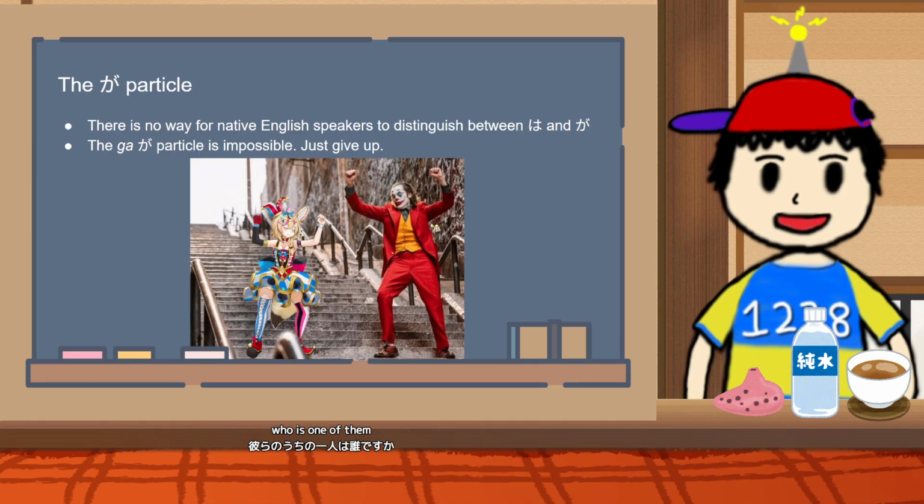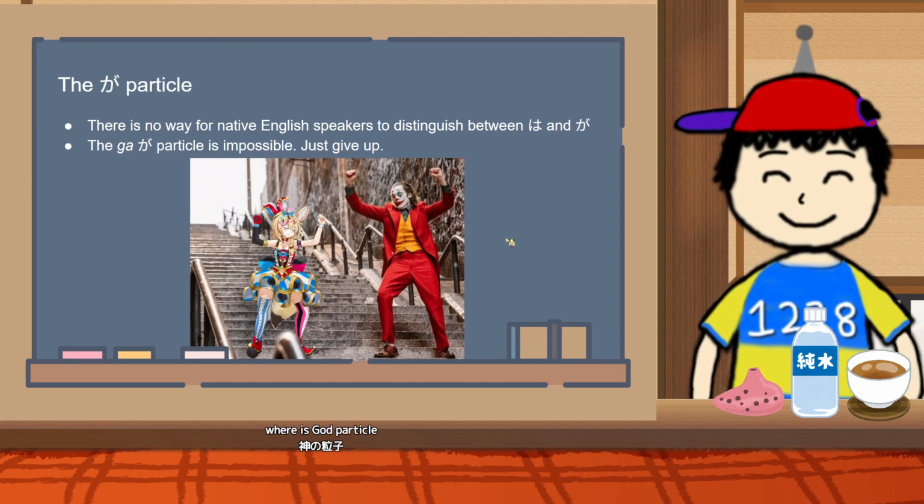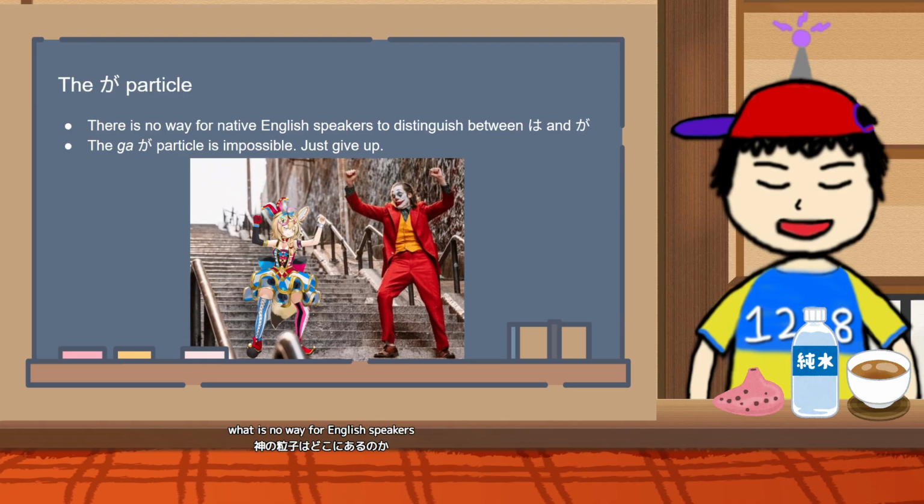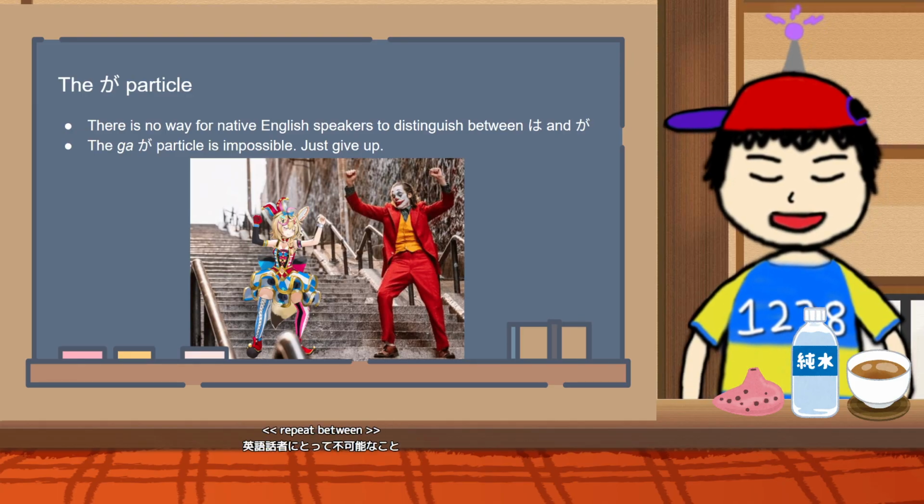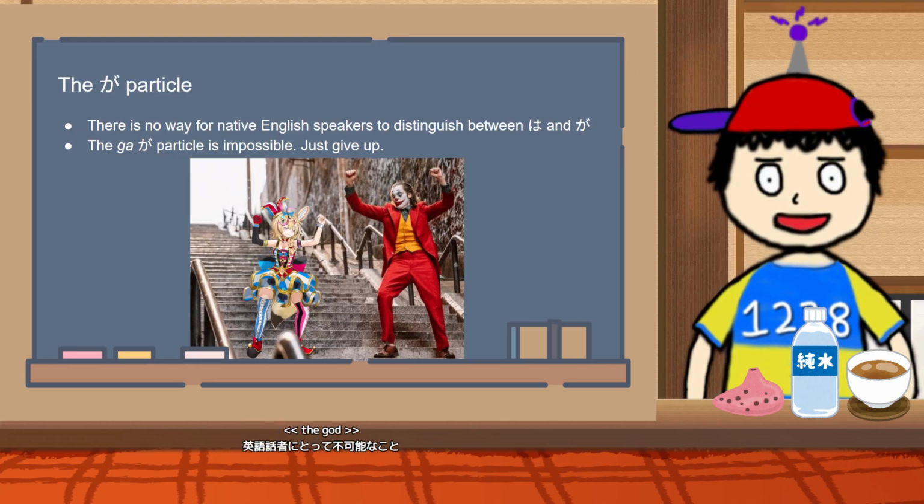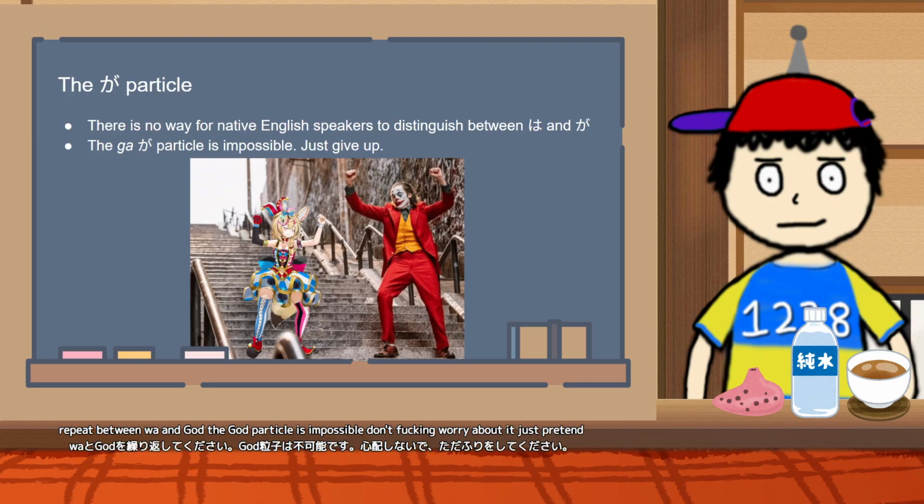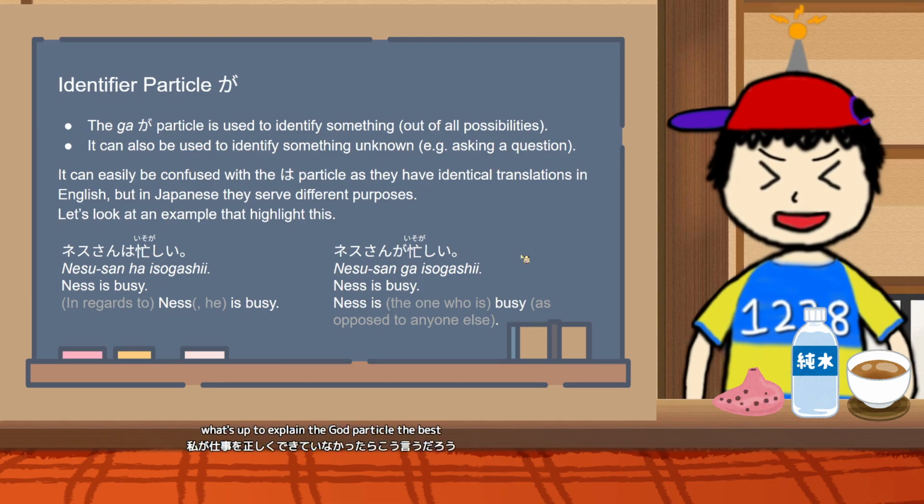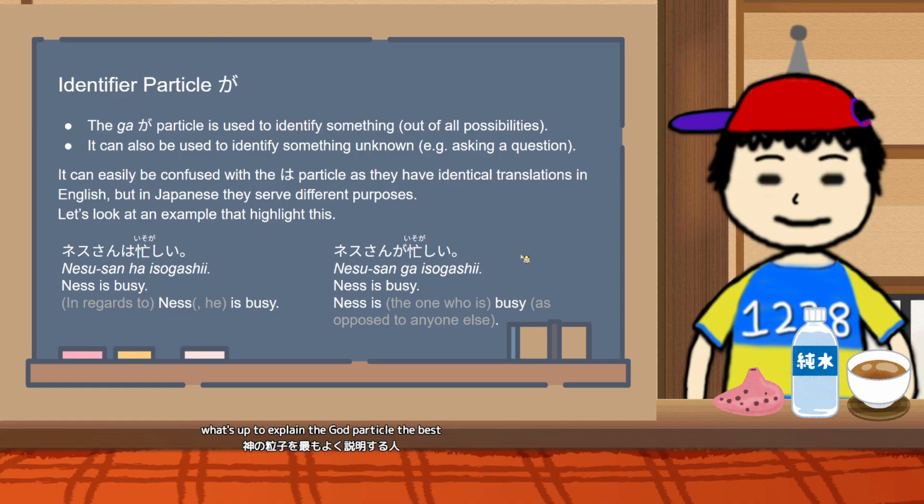The ga particle! The infamous ga particle! There is no way for English speakers to differentiate between wa and ga. The ga particle is impossible. Don't worry about it. Just pretend it doesn't exist. Is what I would say if I wasn't doing my job right. So, I am going to attempt to explain the ga particle the best I can.